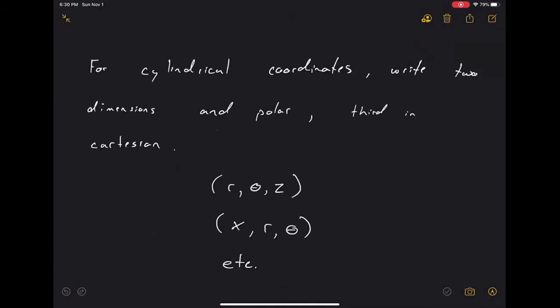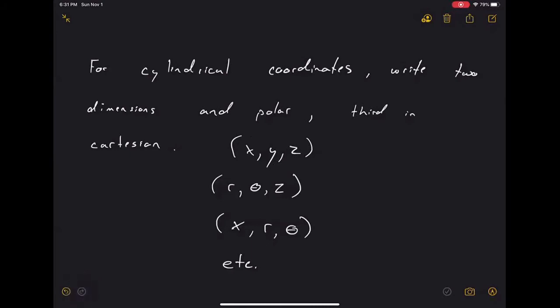Cylindrical coordinates are going to be like three dimensions, and we're going to write 2 dimensions in polar coordinates, and then the 3rd dimension is just going to be a Cartesian coordinate. Okay, so we're still dealing with 3 dimensions. So we have a point x, y, z, but this x and y we can write in polar coordinates as some r and theta, right? So I'm just going to write r, theta instead of x, y, and then the z coordinate is going to stay the same.